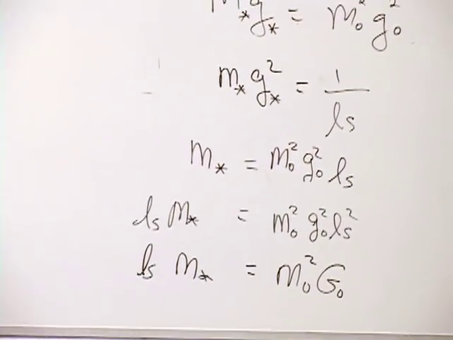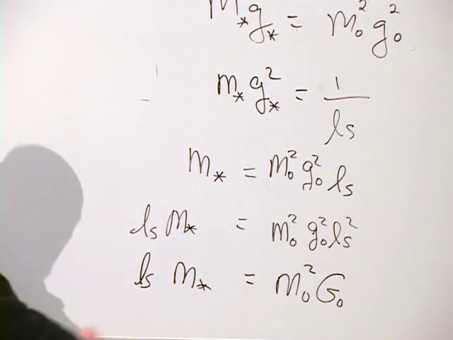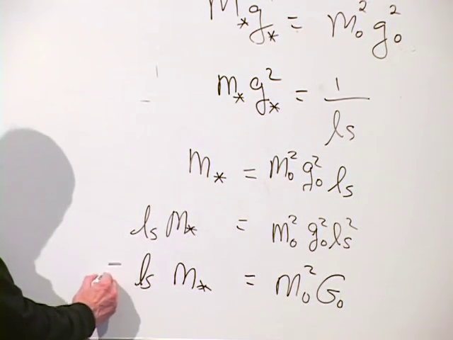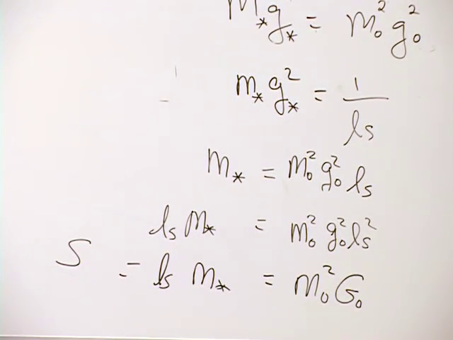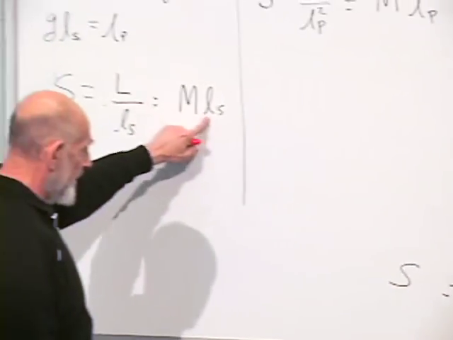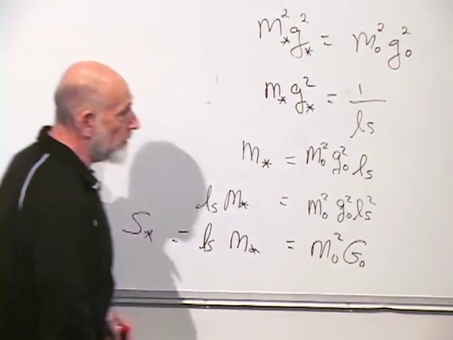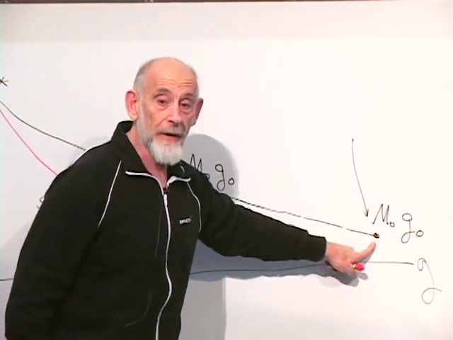L string. What is this over here? M star, L string times m star. That's entropy, which doesn't change. That's the entropy, which doesn't change. So this is, where's the equation? That's this equation over here. That's the entropy, which doesn't change. It's the entropy at this point, but it's also the entropy over here.